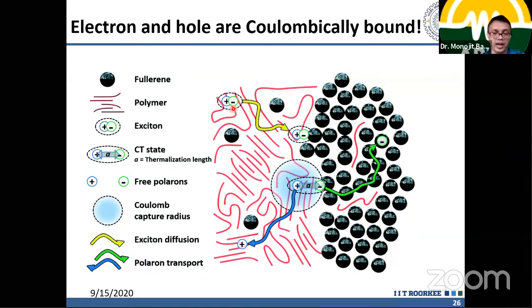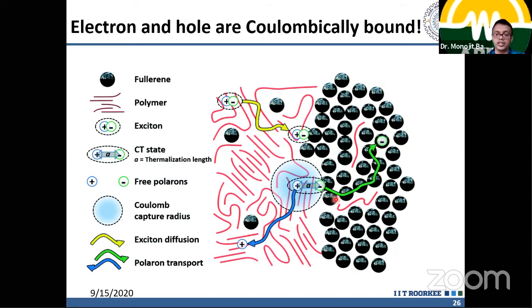So what happens when you shine light? This creates electron-hole pair excitons, and they can diffuse towards the interface, where they can split. Before it splits, actually, it forms some sort of charge transfer complex, where the electron is in the acceptor phase and the hole is in the donor phase. And they are still coulombically bound, though the binding energy is lesser than the excitonic binding energy. But if the radius is more than the Coulomb capture radius, then it will split into free charges. The electron can go this way and the hole can go this way, right?